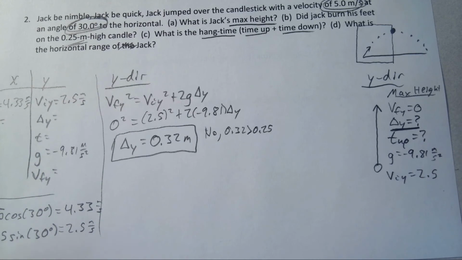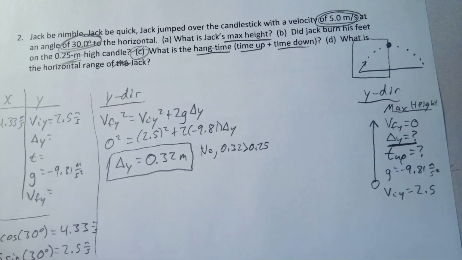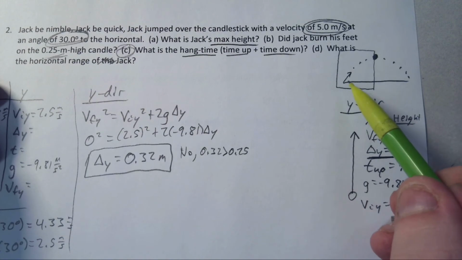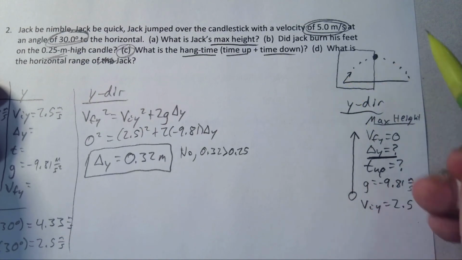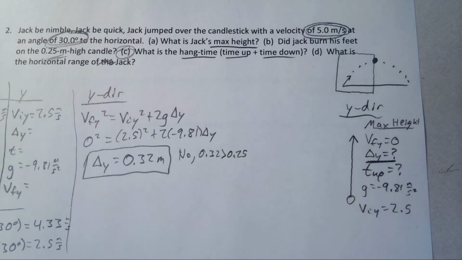Okay, now we get to, so basically we're at part C. What is the hang time, the time up plus the time down? Here's the thing about launching from one place and landing at the same exact height. The time up is equal to the time down. If in the y direction you're just tossing something up and tossing something down, the same gravity slowing it down as it goes up is the same gravity speeding it up as it goes down. Okay, that is only the case with these problems.